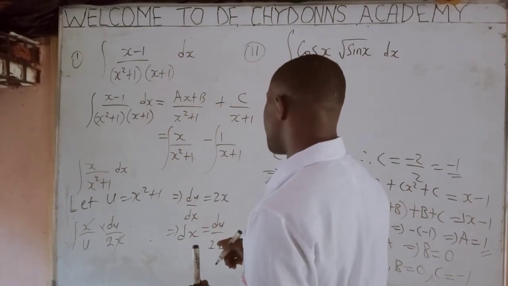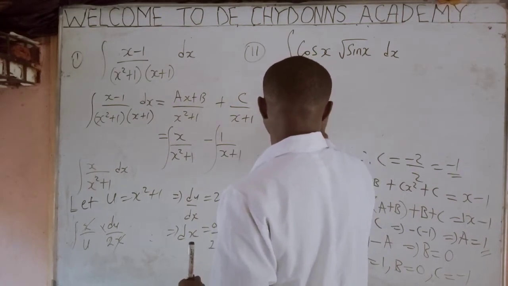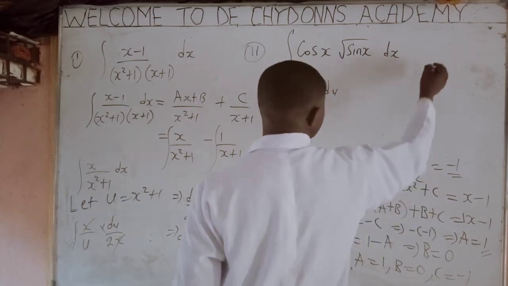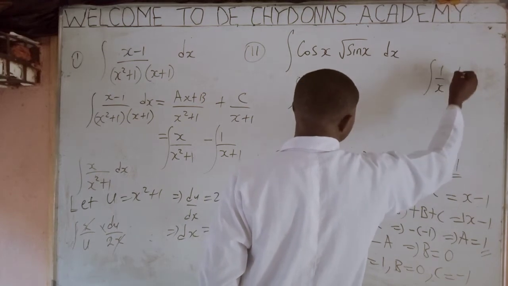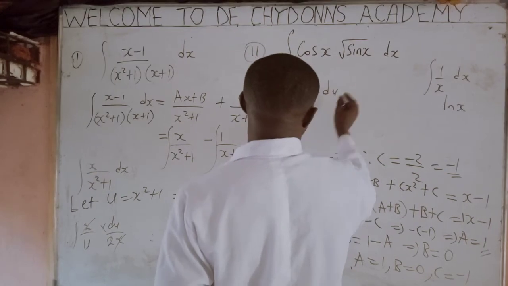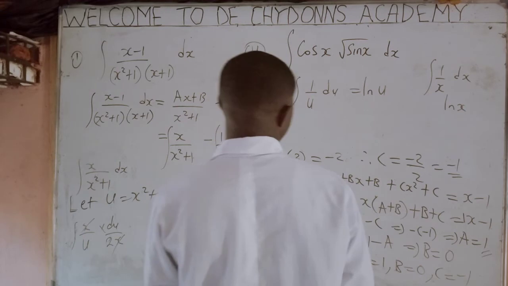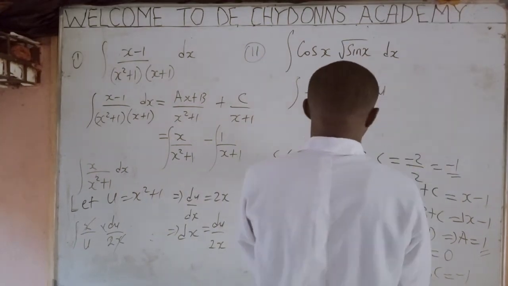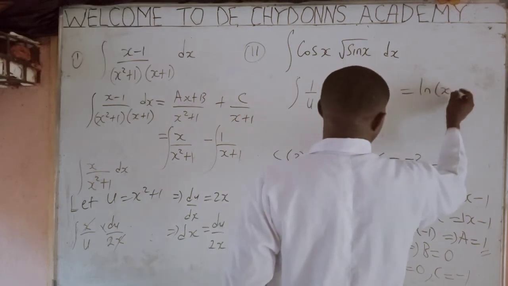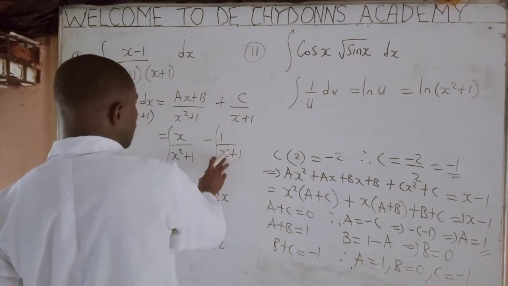Your answer will now be integrate 1 over u du. Since the integration of 1 over x dx is equal to ln x, the integration of 1 over u du will be giving us ln u. Okay? And what is our u? We say ln of x squared plus 1. Then we come to the next one.